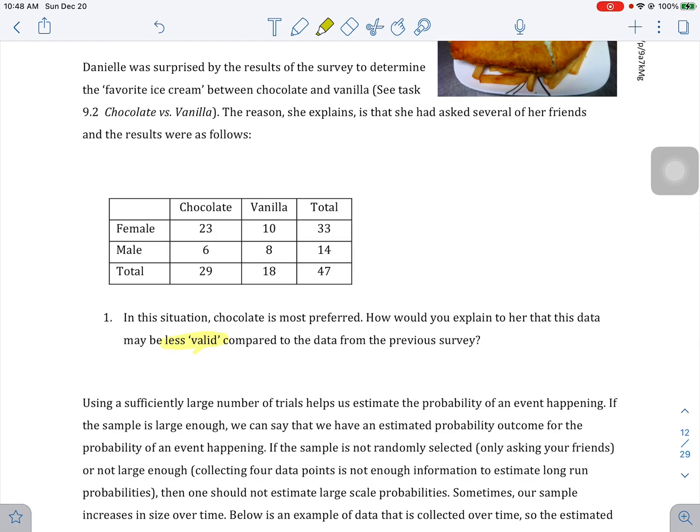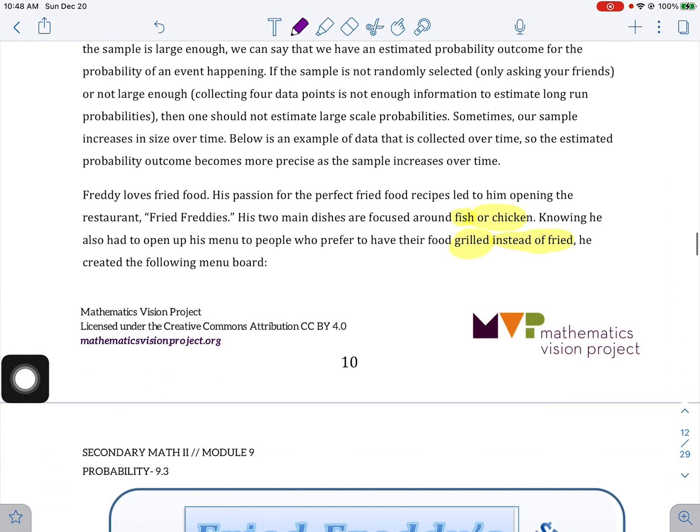Taking a look at this, the first question was, let's say you just had this data. It looks like chocolate's more preferred, but maybe that wasn't the case. Why might it be less valid? Well, this is less data, right? If you don't have enough data, you don't have enough confidence in the results that you came up with.